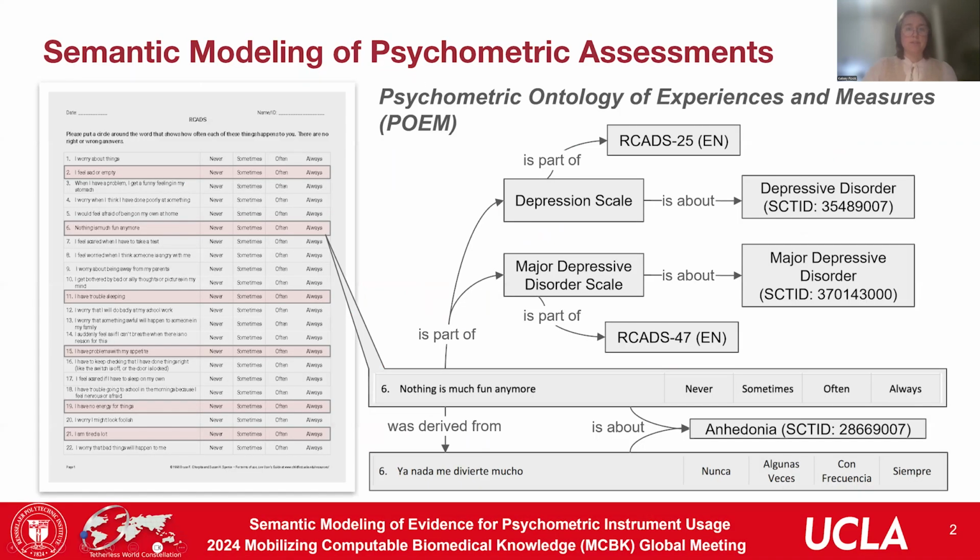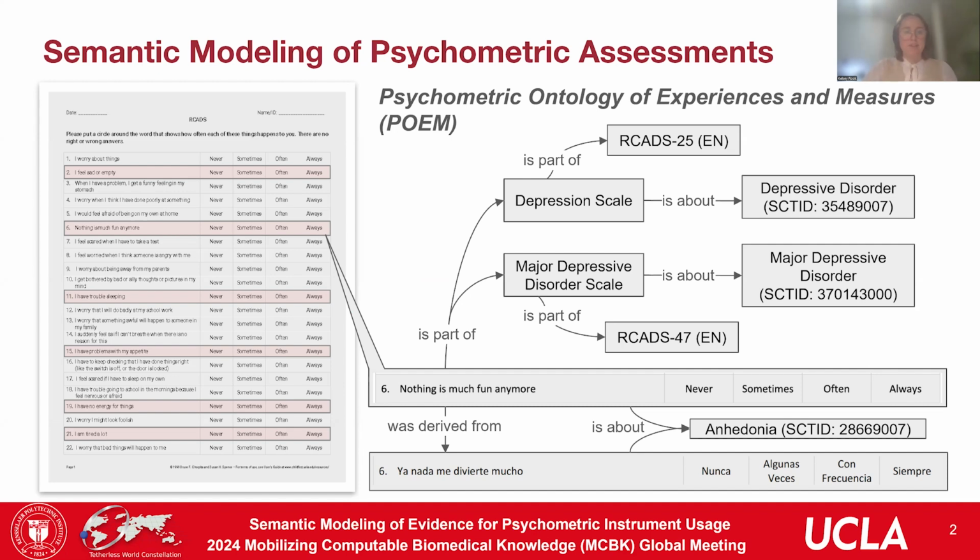Most psychometric assessments are available in an unstructured text format, and clinicians typically find them through word of mouth, literature searches, or other internet searches. This format, unfortunately, results in minimal empirical justification for the usage of a tool, which further isn't supportive of evidence-based assessment. To address this lack of standardized knowledge infrastructure, we have developed the Psychometric Ontology of Experiences and Measures, or POEM. And to illustrate how POEM models instruments, I'll be telling you about the RCADS 47, which you can see a copy of on the left.